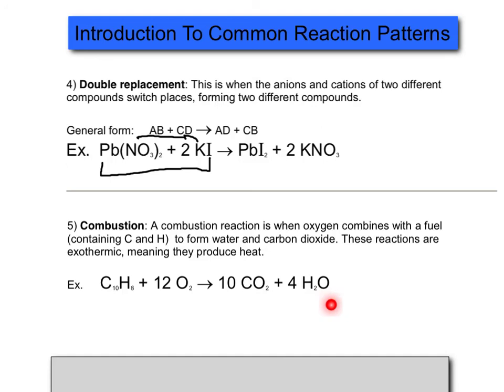All these reactions wind up being exothermic, meaning that they're going to produce heat. And one of the things that you probably have heard about before related to combustion is that you always need oxygen to support combustion, and so that's why you'll see it there as a reactant.